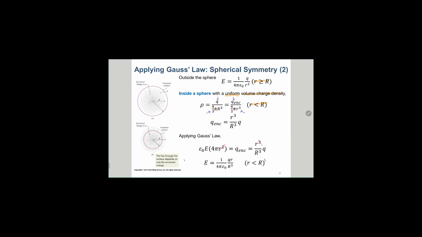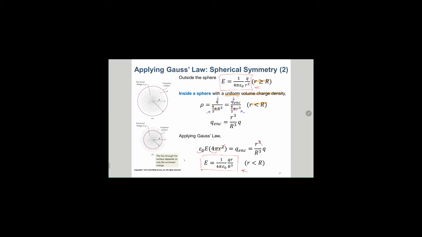So finally, we move these three terms over to the right side. On the right side, we have 1 over 4 pi epsilon naught, and then r on the top and R cubed on the bottom. So it looks like this. Of course, this expression is different from the earlier one. This is for the outside part, and this is for the inside part.